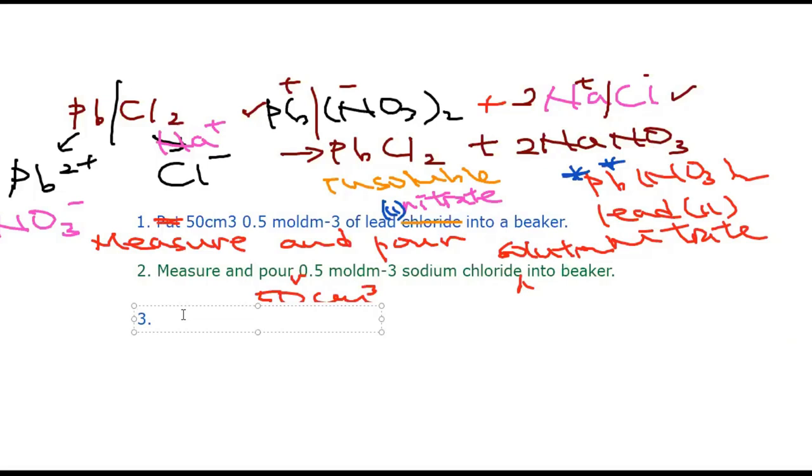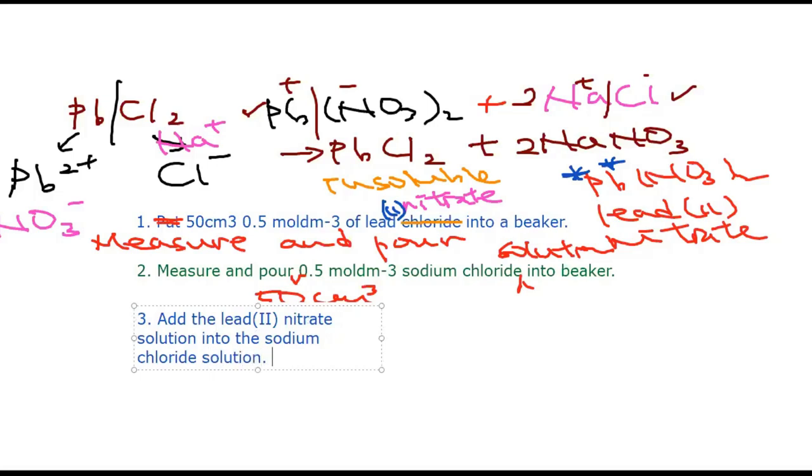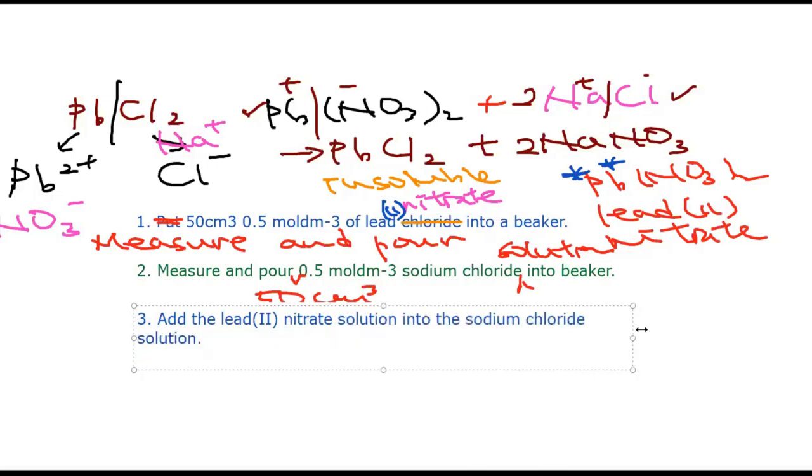Okay, good, exactly. But I can make your sentence to be shorter. In the exam, you have not so much time for writing, right? So now you can just say you add the lead(II) nitrate solution into the sodium chloride solution. That's all. Okay.